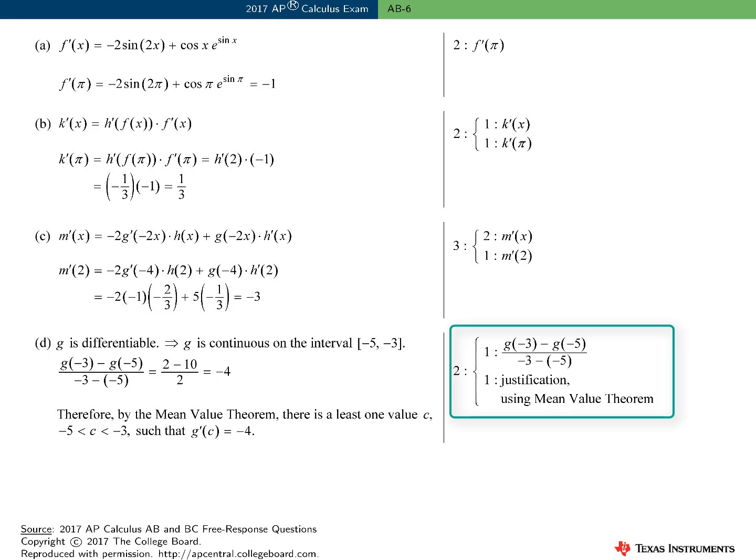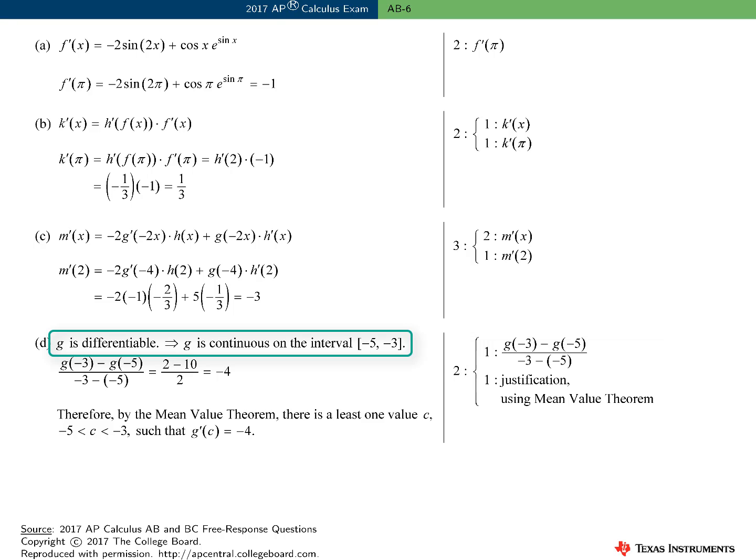Part D was worth 2 points. Now, the wording of the question and the given information suggests that we might be able to use the mean value theorem to solve this problem.